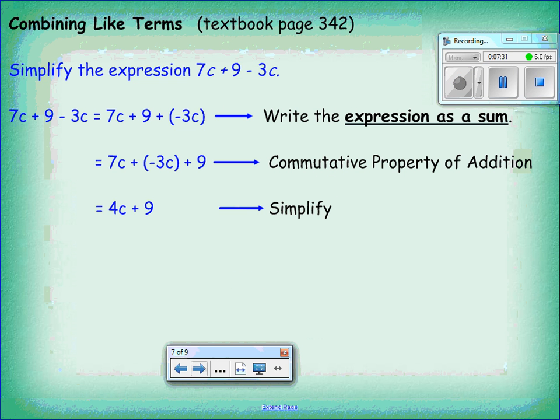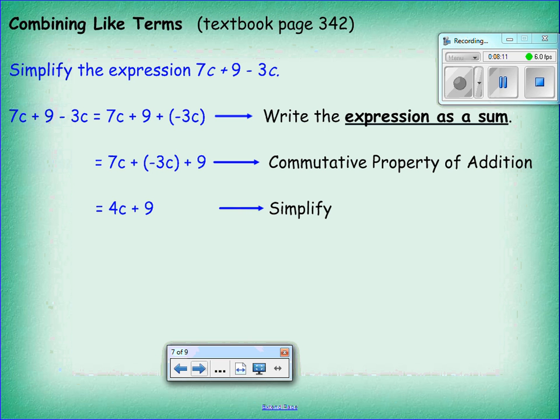Now, you will be asked to simplify expressions. Simplifying expressions is when you cannot actually solve them because you do not know what the variable is. So you'll be asked to simplify them when you have variables and there are no equal signs. To simplify an expression, we combine the like terms. But before you do that, you are going to rewrite the expression.